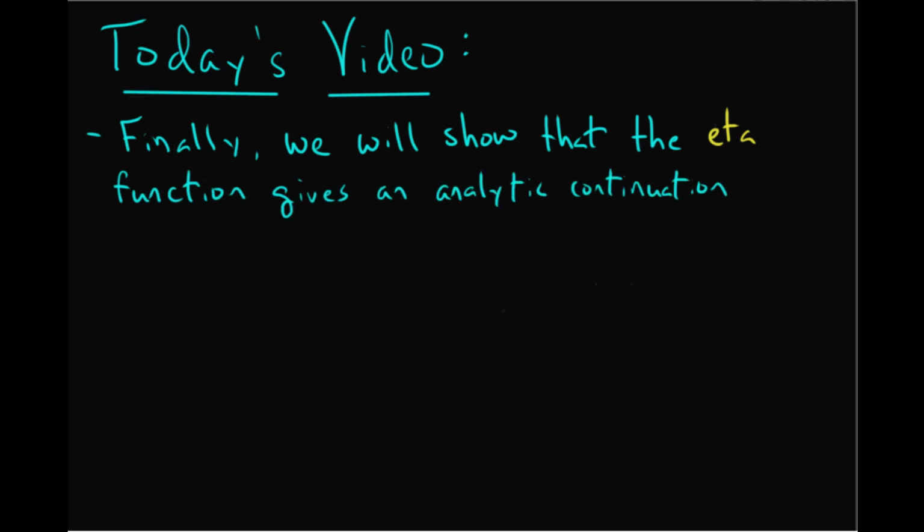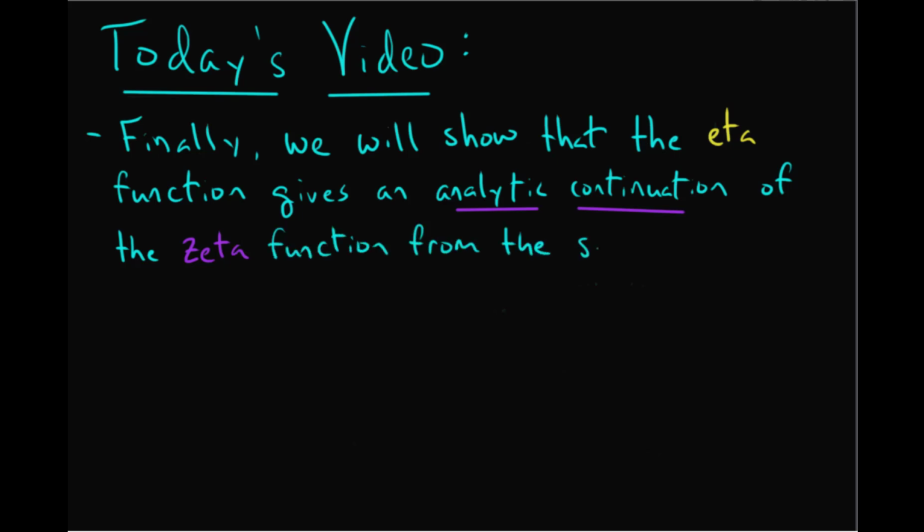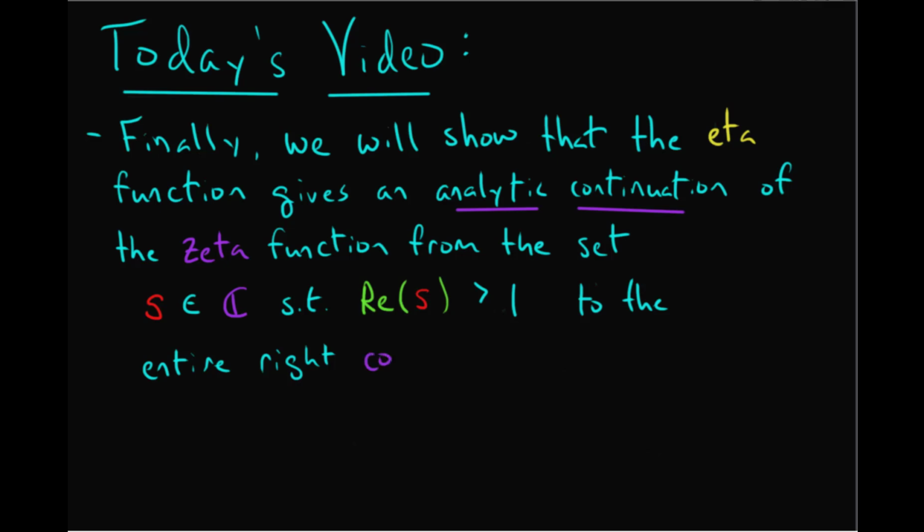And then lastly, we'll show how the eta function gives an analytic continuation of the zeta function from its original domain of definition, which is the complex numbers with real part greater than 1, to the entire right complex half plane. So in other words, complex numbers with real part greater than 0. So let's start by deriving this relationship between the zeta function and the eta function.